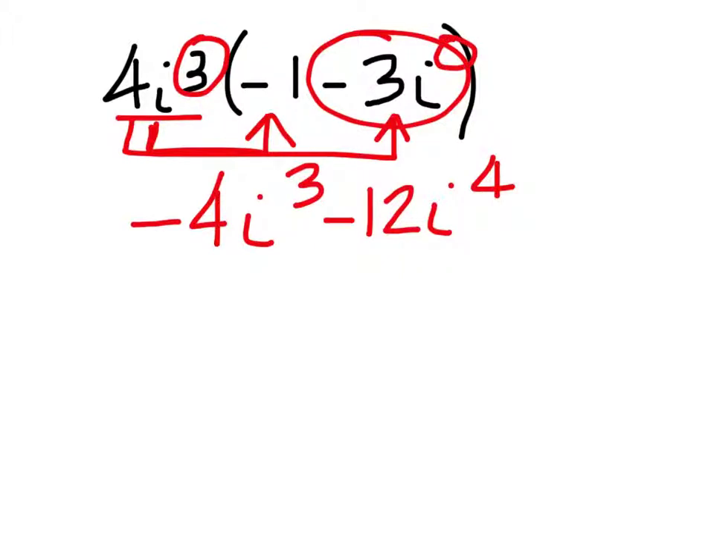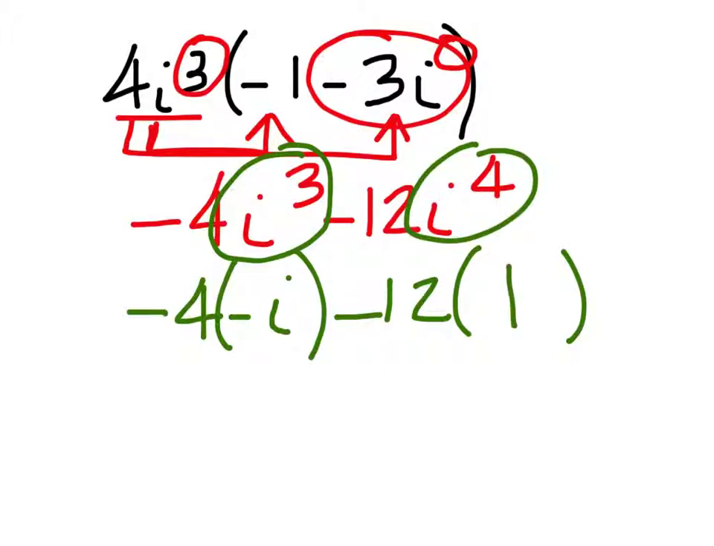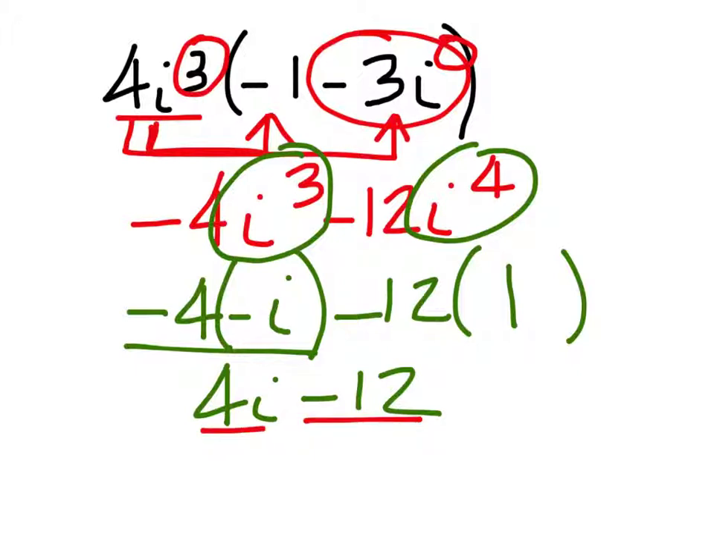So go back through and simplify. You have negative 4 times i to the third, and i to the third is really negative i. Minus 12 times i to the fourth, and that is 1. So when you simplify, you have a double negative here, and that's going to give you 4i. Then on the back end, you have minus 12. You cannot leave your answer in this form because it's not the form we need. You must have your constant first, and then your imaginary number second. So you just switch them around. You have minus 12 plus 4i.